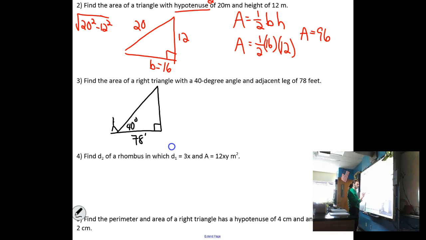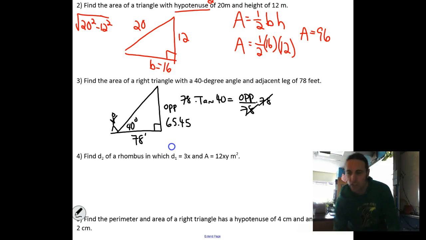Okay, so again, 40-degree angle, adjacent. What I really need to find is this side right here, the opposite. So again, don't forget SOHCAHTOA and your trig ratios. The tangent of 40 equals opposite over 78 adjacent. So we'll just multiply both sides by 78. So 78 times the tangent of 40. And lo and behold, my opposite side is 65, let's call it 45.